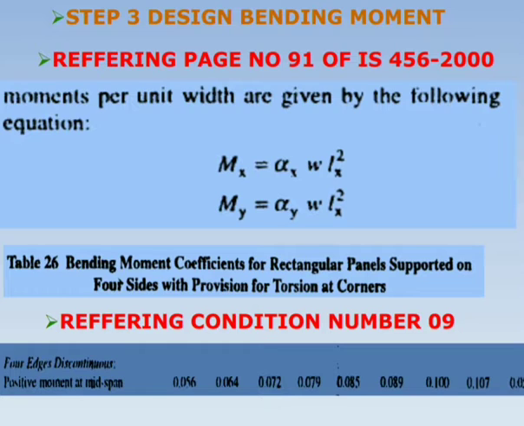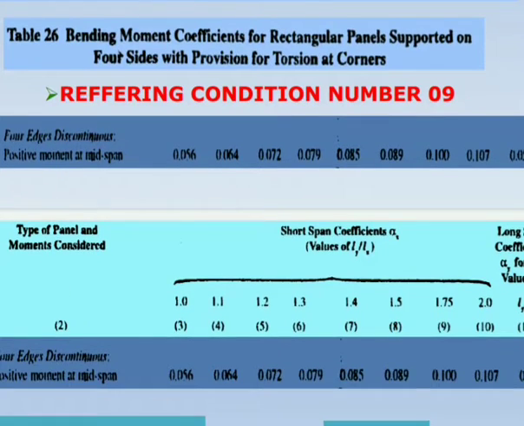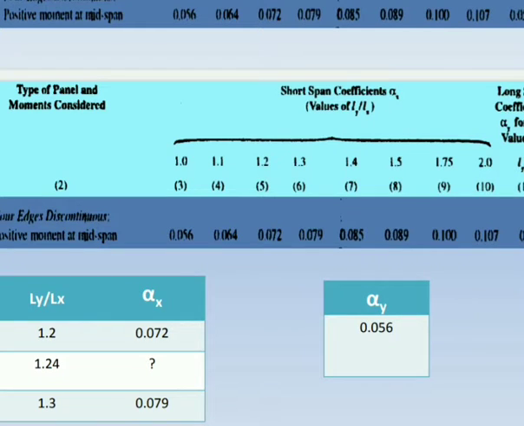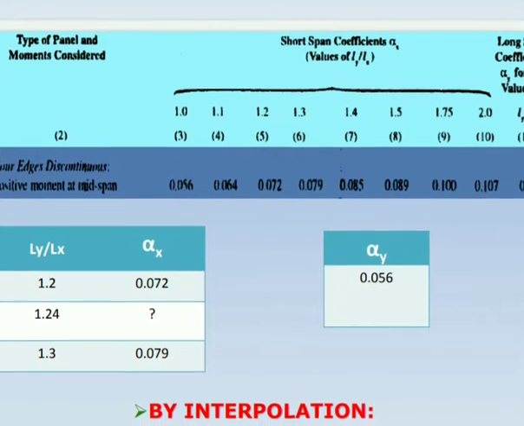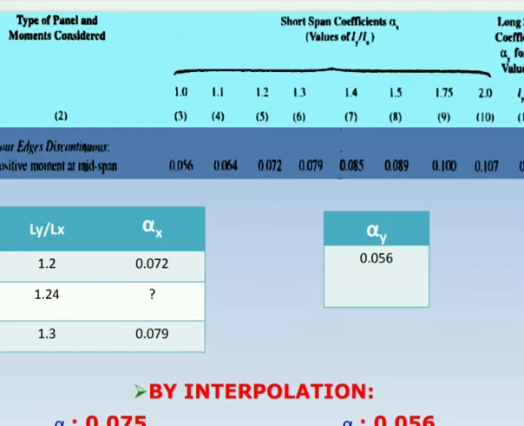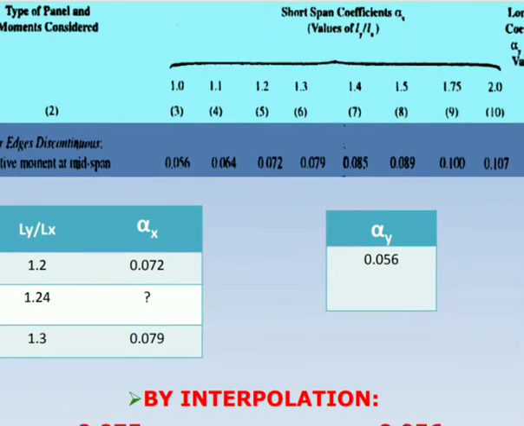So as no edge conditions are given, which case do we have to refer from table number 26? Yes, we have to refer to case number 9 from table number 26, as there are no edge conditions given. So let us take the values of alpha x and alpha y. Now here the table is clearly visible to you all. For our Ly by Lx effective ratio of 1.24, we will be selecting alpha x and alpha y values between 1.2 and 1.3.